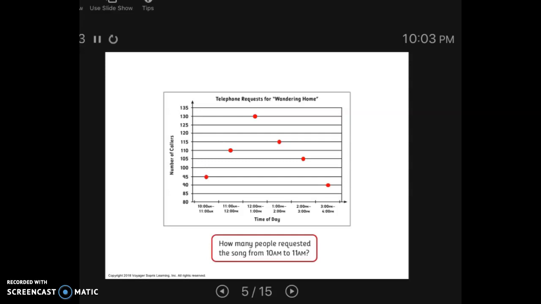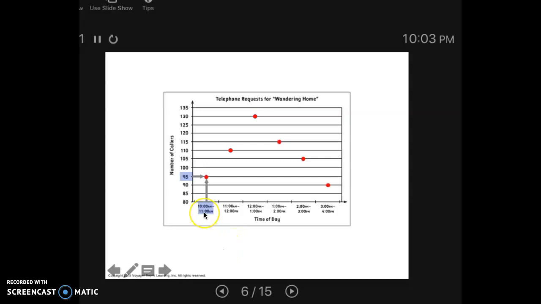How many people requested the song from 10 a.m. to 11 a.m.? In this column here, we see that from 10 a.m. to 11 a.m., 95 people requested the song. There are 111 requests between 11 a.m. and noon.